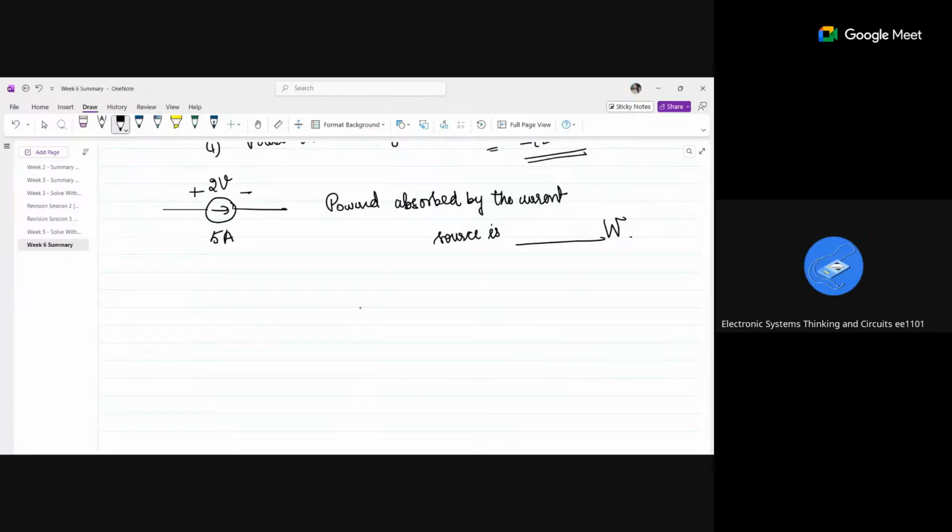Tell me what is the answer? 10 watts. Sign? Is the sign positive or negative? Positive. Because the current is going through it, entering the positive terminal, so it is absorbing the power. So no doubts, right?